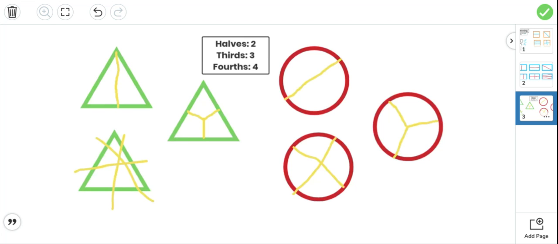So what we practiced today is halves, thirds, and fourths. Your job is to complete pages 22 and 23 in your packet, practicing partitioning a shape and also finding equally partitioned shapes. Excited to see what you come up with.